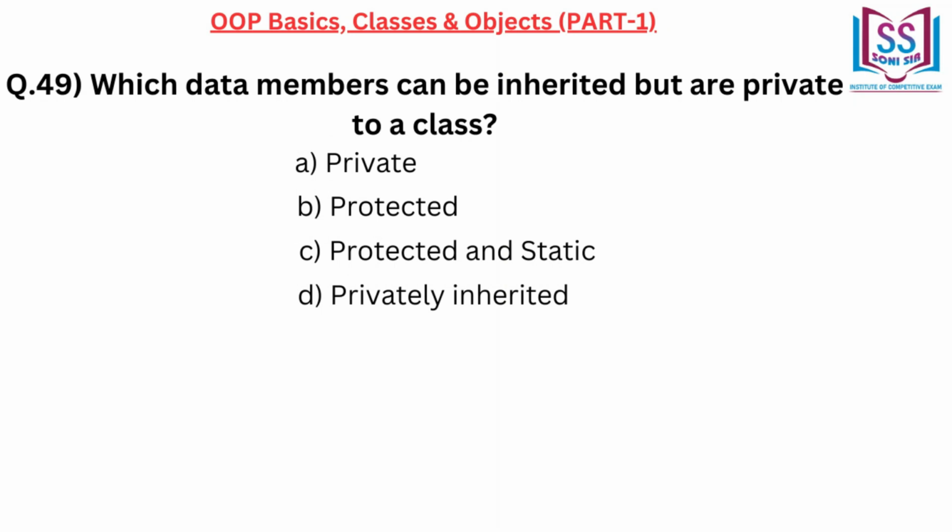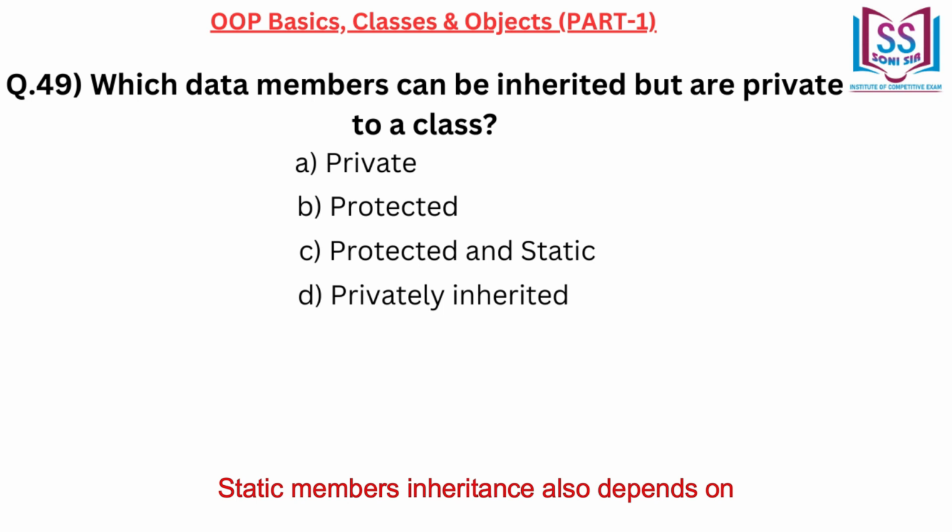Which data members can be inherited but are private to a class? A. Private. B. Protected. C. Protected and static. D. Privately inherited. Correct answer, B. Static members' inheritance also depends on the type of specifier they have. Only the protected members can be inherited, but remain private to class. If static members are defined in private access, they won't be allowed for inheritance.